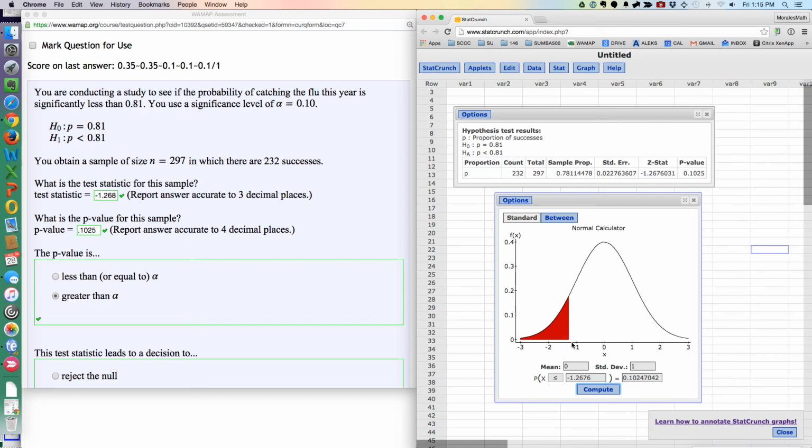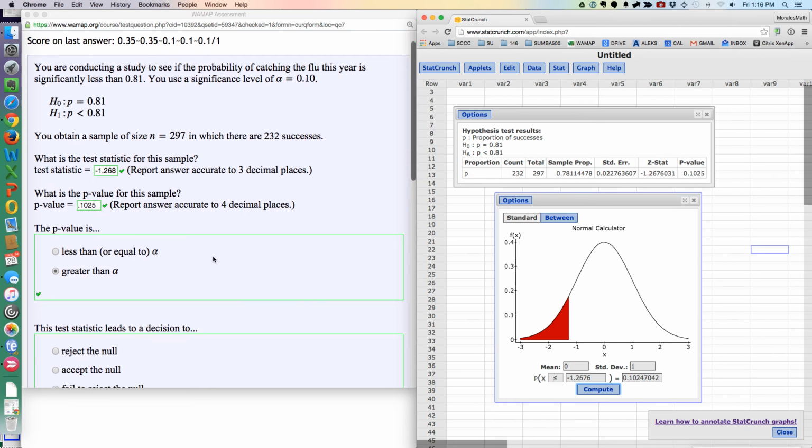This is telling us basically that our particular sample is negative 1.2676 standard deviations below the mean of the sampling distribution, and that the probability, or the area under the curve to the left of that number, is 0.1024. So we have a relatively high likelihood of getting that kind of sample.